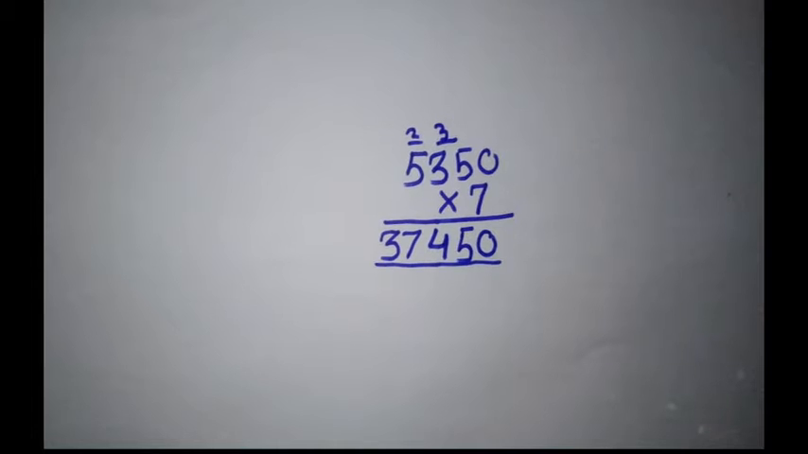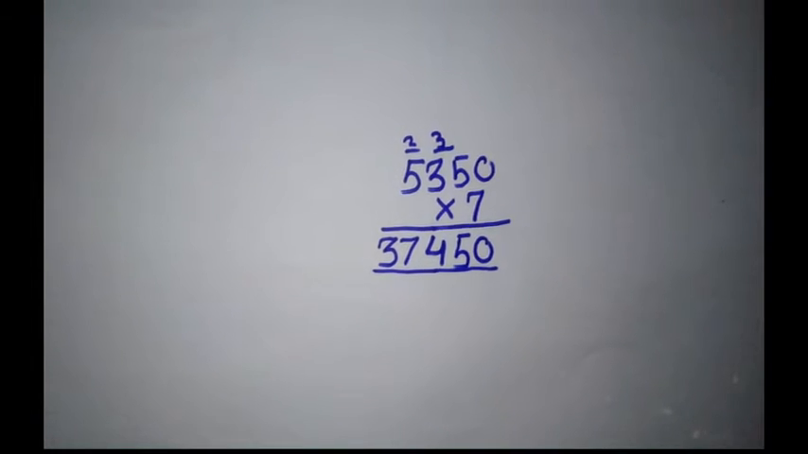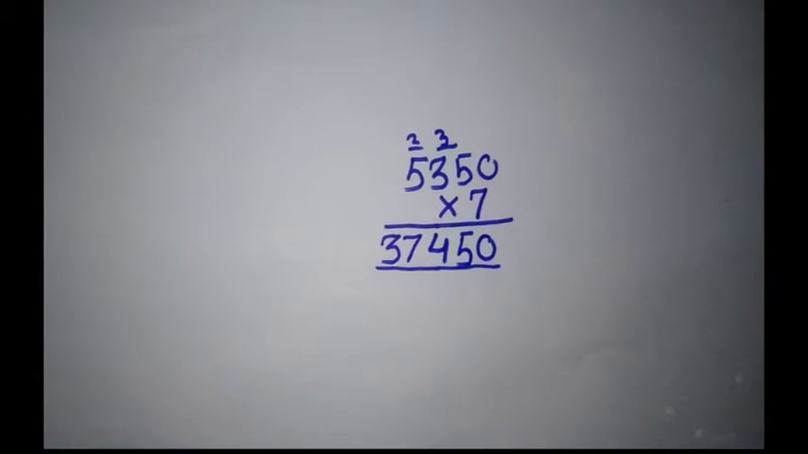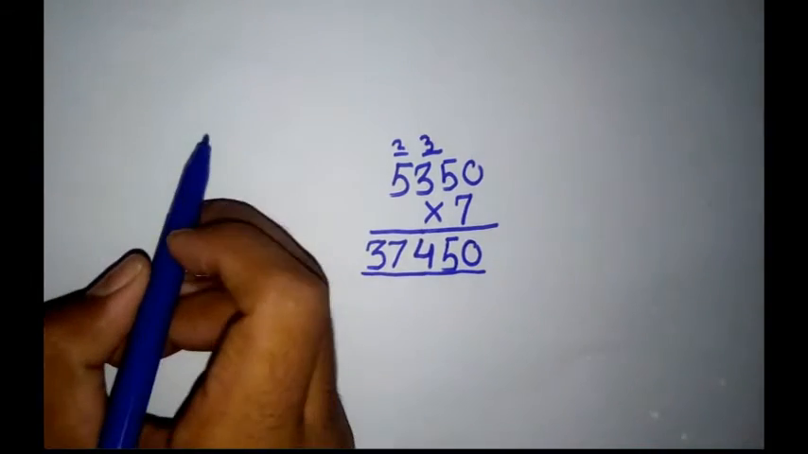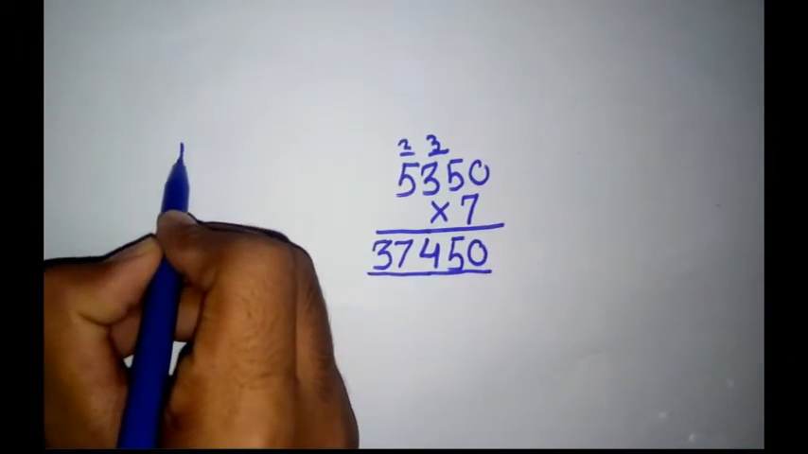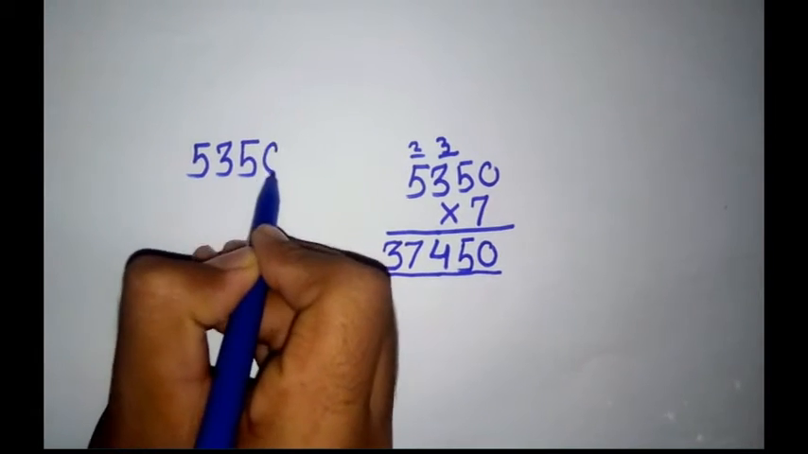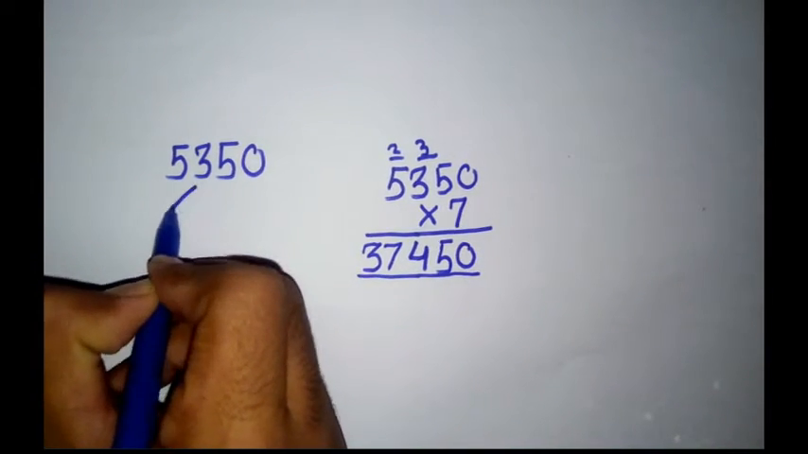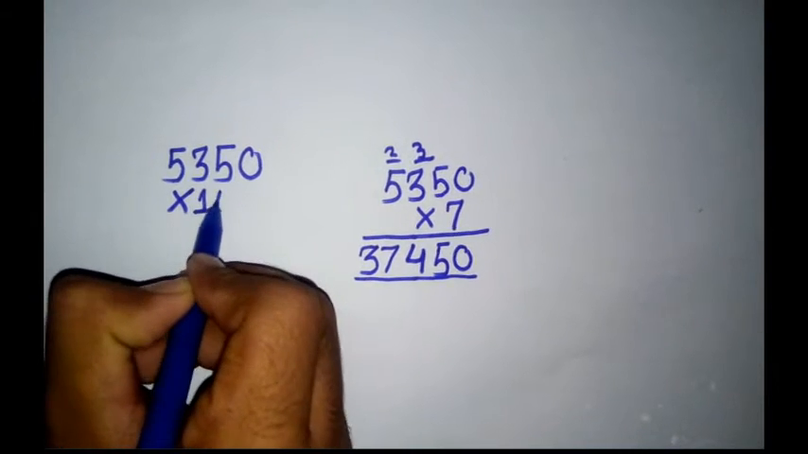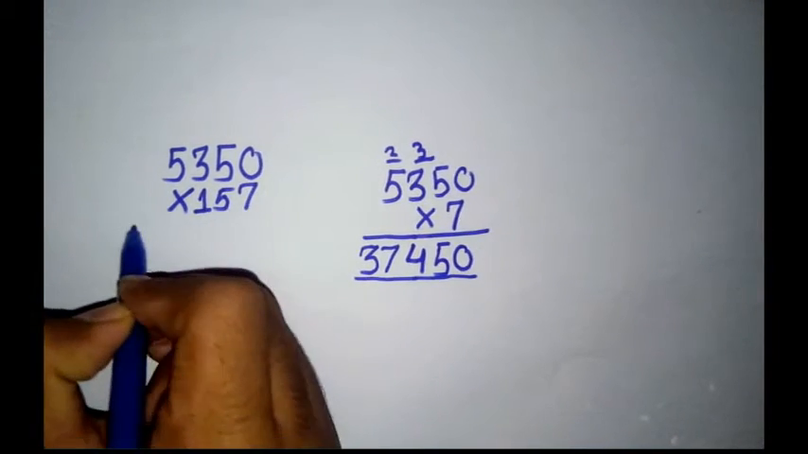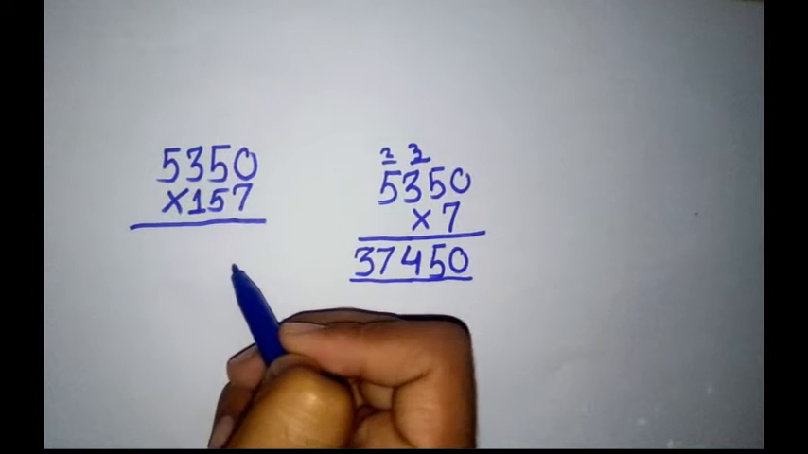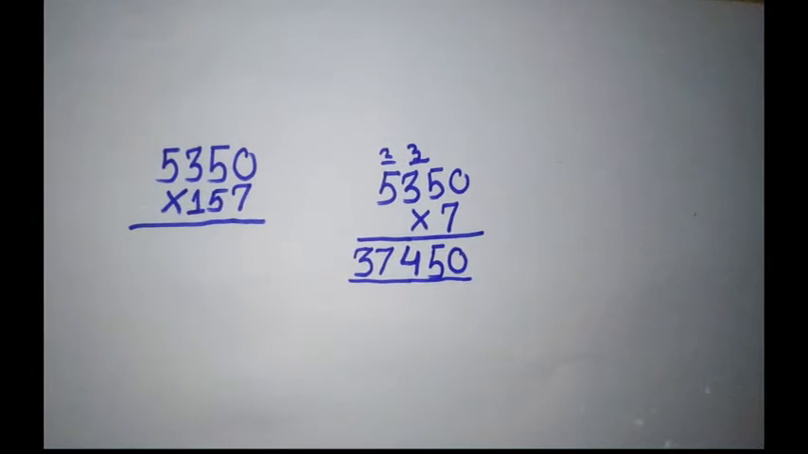Now we learn 3-digit multiplication. It means we multiply the whole value with 3 digits. We take the same value, 5,350. We multiply the value with 157. First, we multiply the whole value with 7.